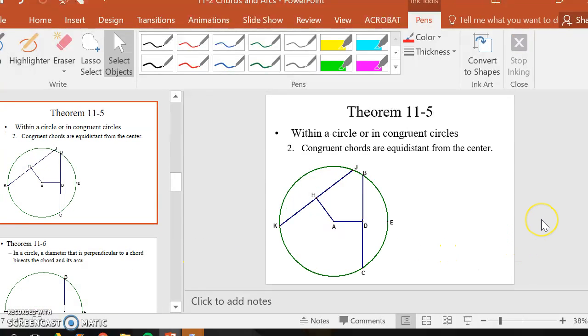Next one: congruent chords are equidistant from the center. So now they're telling us these chords are congruent. So now they're giving us KJ is congruent to BC. Therefore, we know that these distances from the center will be equal also.